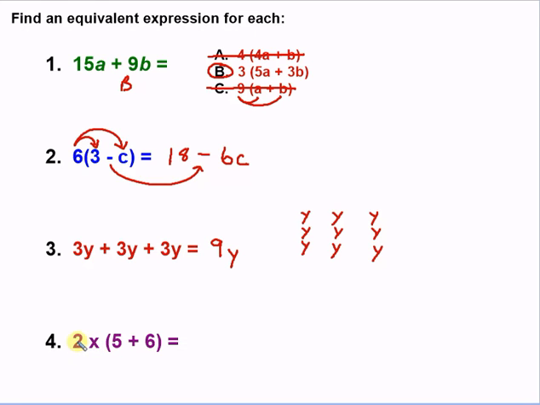Lastly, here we have 2 times (5 plus 6). This looks a little bit like this one. In fact, it is exactly like it. In this case, we didn't leave the multiplication sign there. We just took it out. So this is exactly the same, and we're going to use the distributive property. We'll distribute our 2 to the 5 and distribute our 2 to the 6. 2 times 5 is 10. We'll bring our addition sign over right here. 10 plus, and then we'll distribute our 2 to the 6, and that will give us 12. So 10 plus 12 is an equivalent expression for number 4.